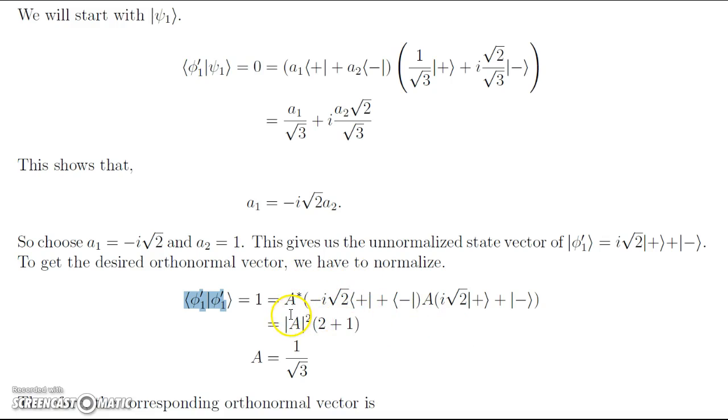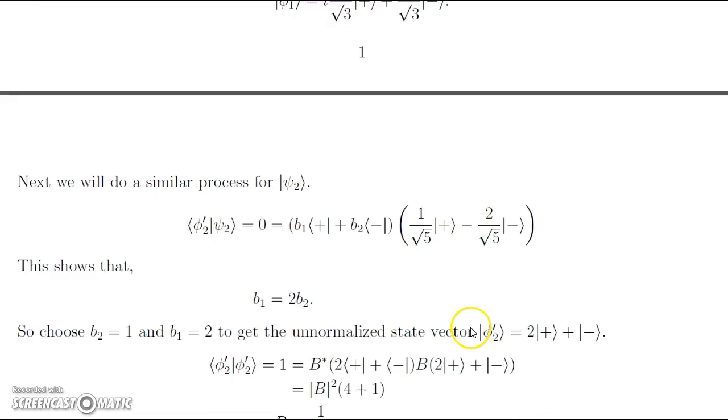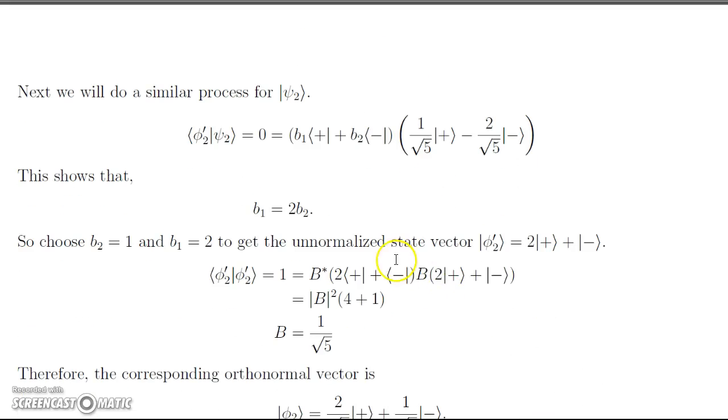And we've done this before, so I'm not going to go through it exactly, but it leaves us with a is equal to 1 over root 3. And this gives us the corresponding orthonormal vector of phi 1 equal to i root 2 over root 3 plus 1 over root 3 minus, which is exactly what we expected from our above observation. And now going through the following two, we can do a similar process for psi 2 and psi 3.